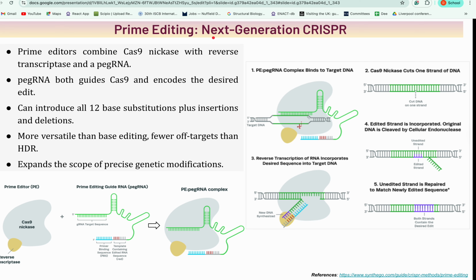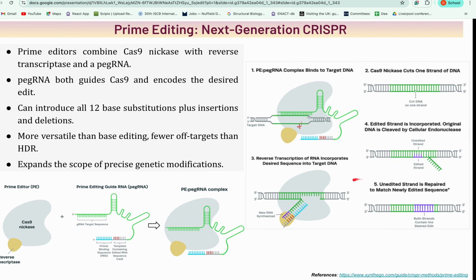Then comes prime editing. In base editing, we were only talking about one single base. In prime editing, we combine the Cas9 nickase with the reverse transcriptase and a pegRNA. This pegRNA guides Cas9 and encodes the desired edit. So it can introduce all 12 base substitutions plus insertions and deletions. In this case, we are bringing about larger insertions or deletions into the segment. It is more versatile than base editing because there are fewer off-targets than with HDR, and it expands the scope of precise genetic modifications.